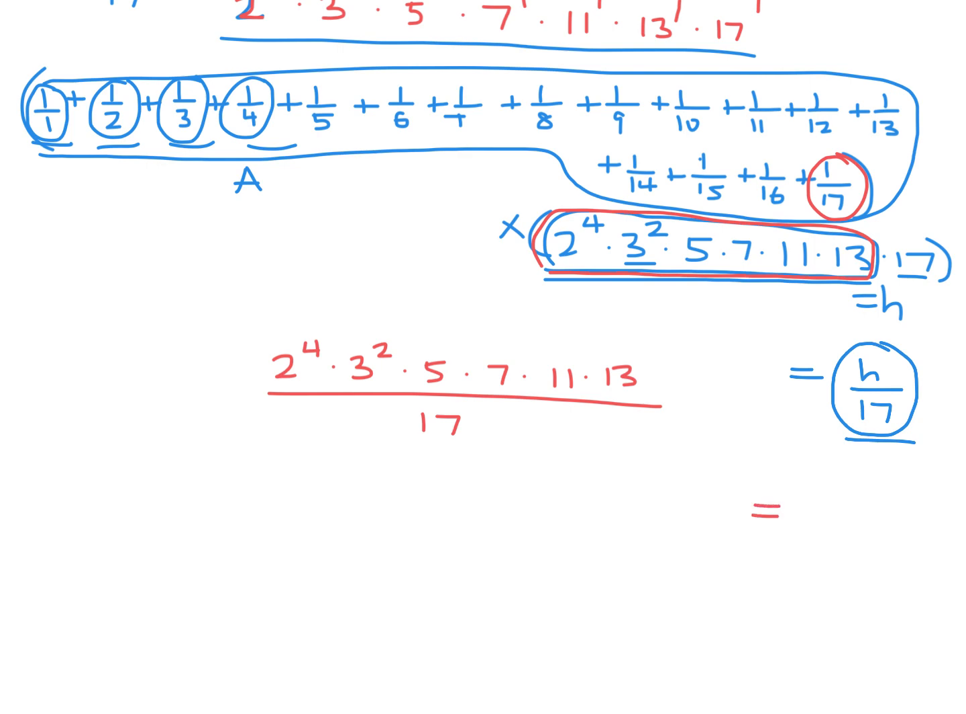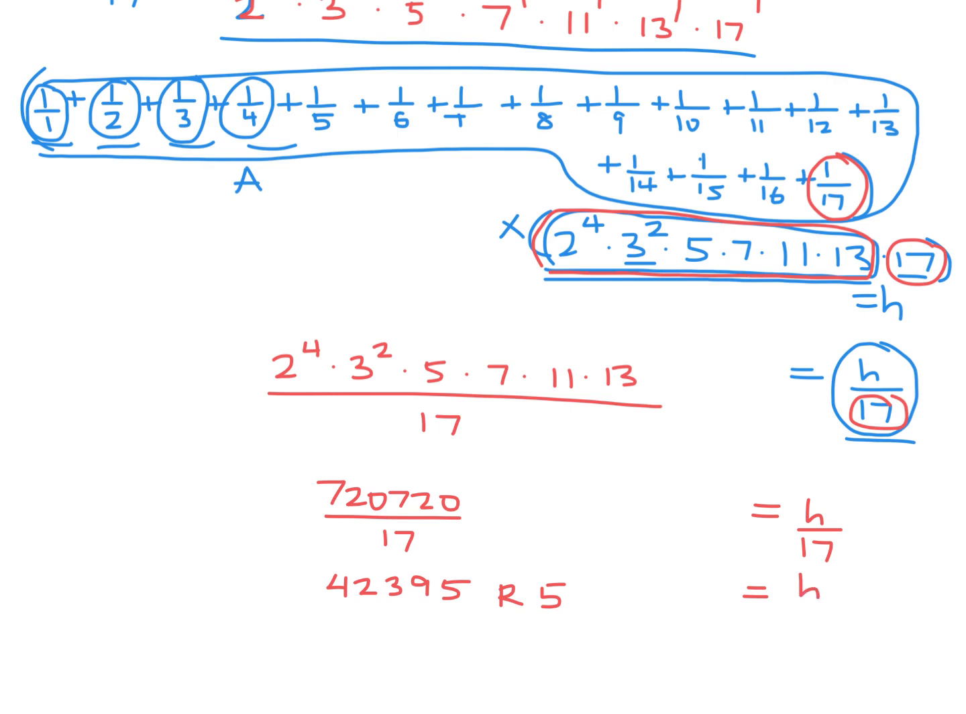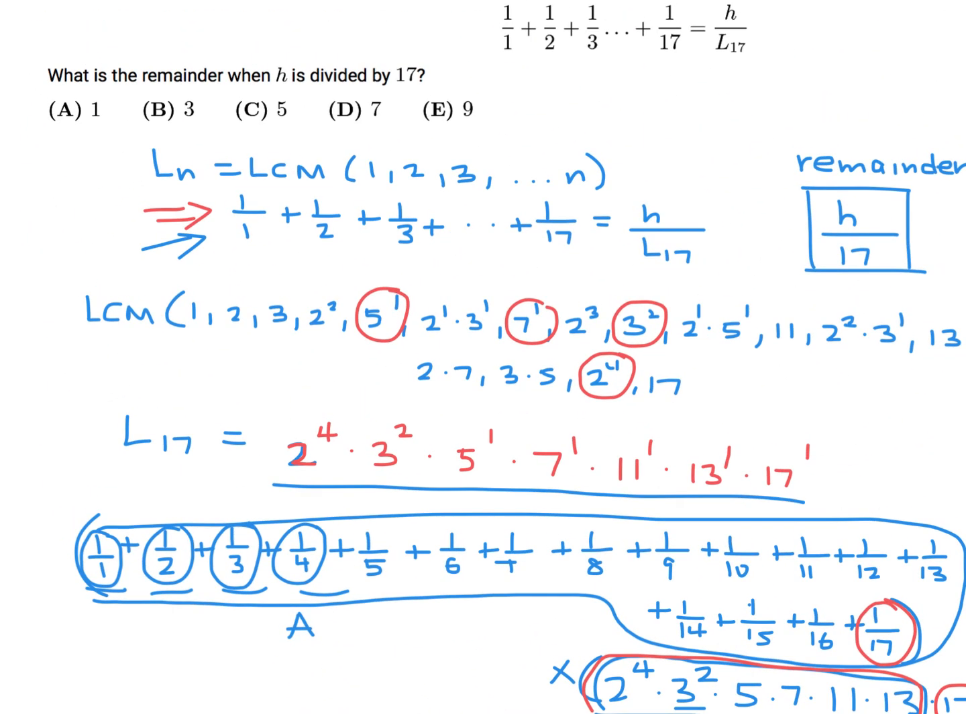And what it does is it gives us, first of all, this is 720 divided by 17, and that's h over 17. And remember, I put the 17 down here. And this is 42395 with a remainder of 5 when you divide by 17. And that's pretty much what they wanted you to figure out. So it's a very good question, actually, if you take this step by step and don't get too intimidated by it. So 5 is the answer, and that would be choice C.